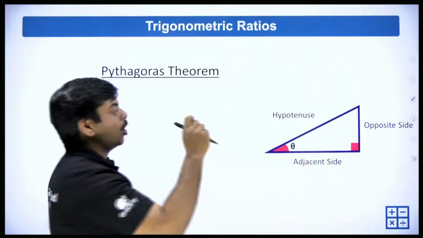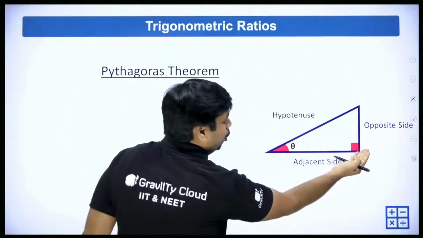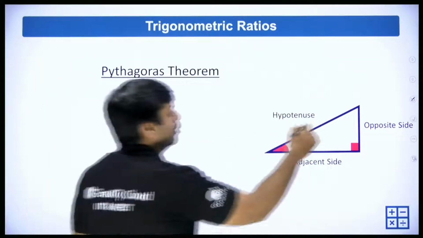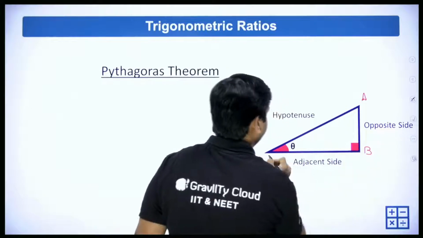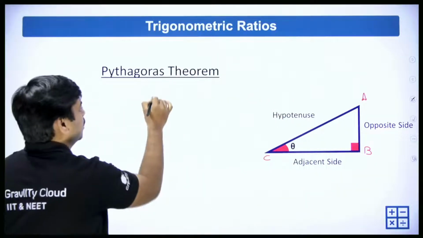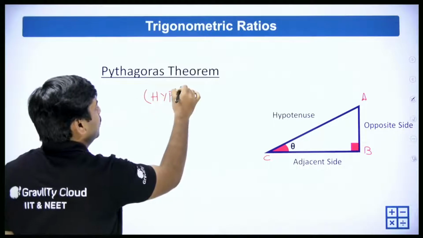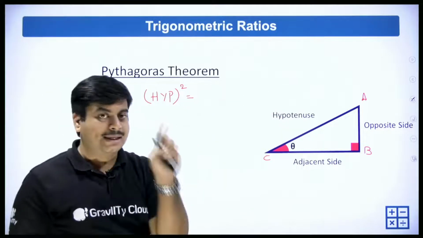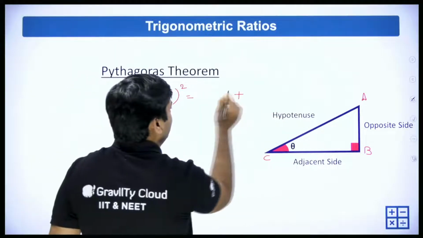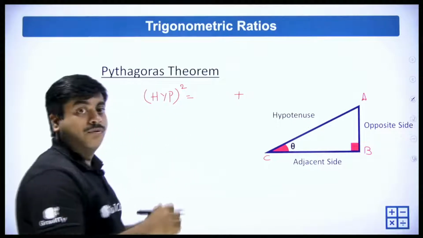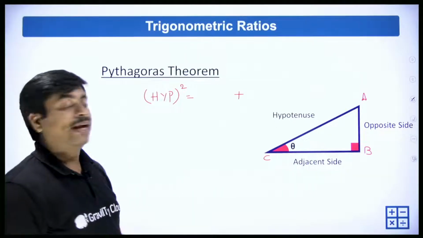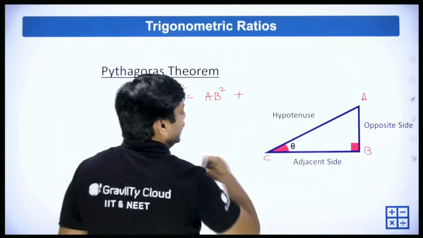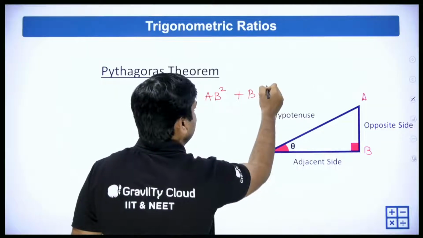Pythagoras theorem always states that the longest side, that is the hypotenuse, the side opposite the right angle, if I write this as ABC, hypotenuse square is equal to the sum of the squares of the other two sides. So AB square plus BC square.